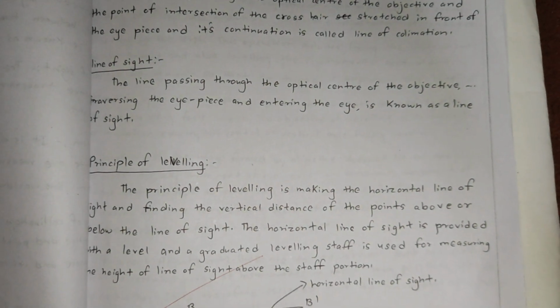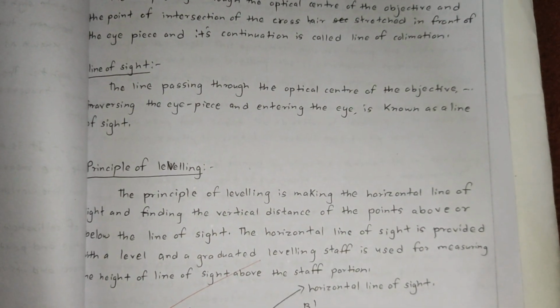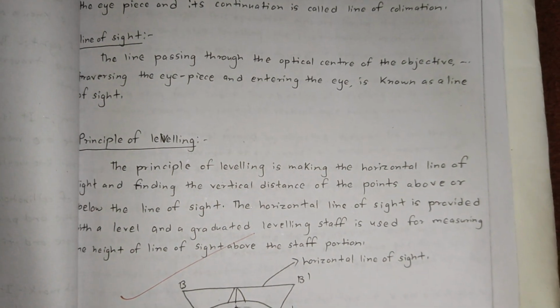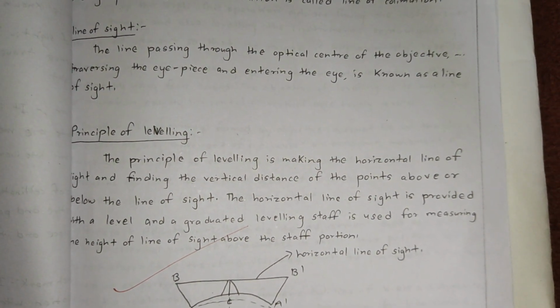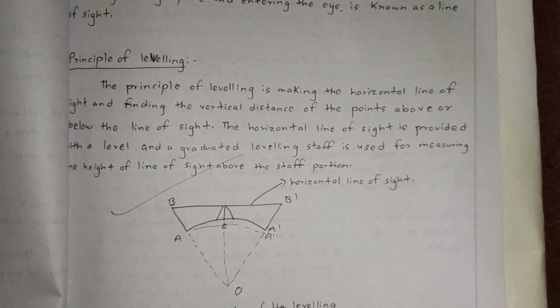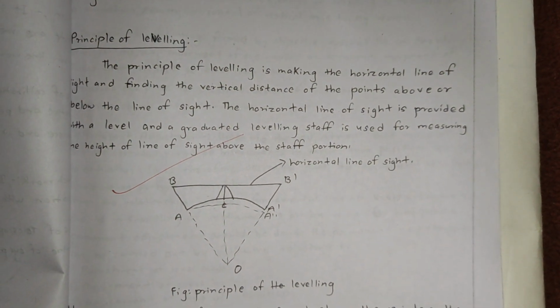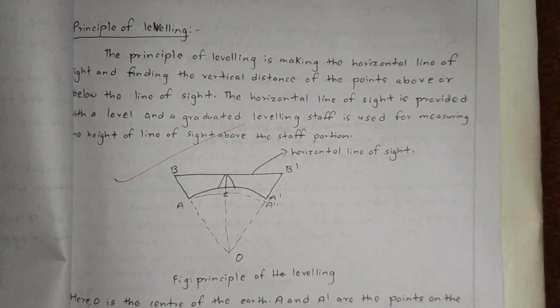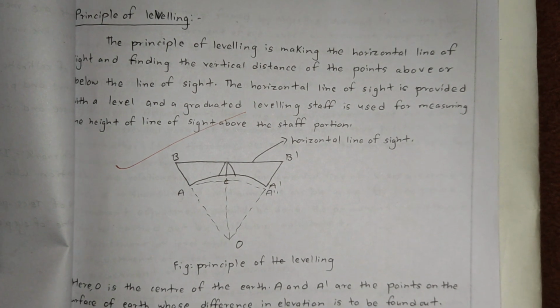Line of sight. The line passing through the optical center of the objective, traversing the eyepiece and entering the eye is known as line of sight. Principle of leveling. The principle of leveling is making the horizontal line of sight and finding the vertical distance of the points above or below the line of sight.